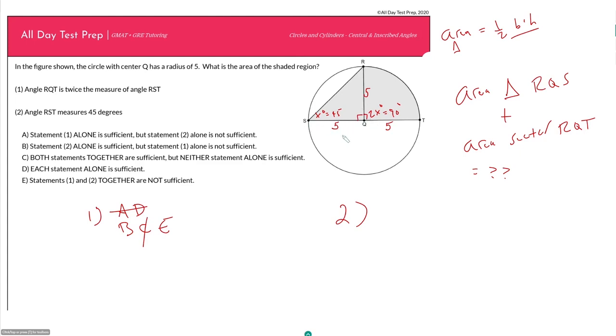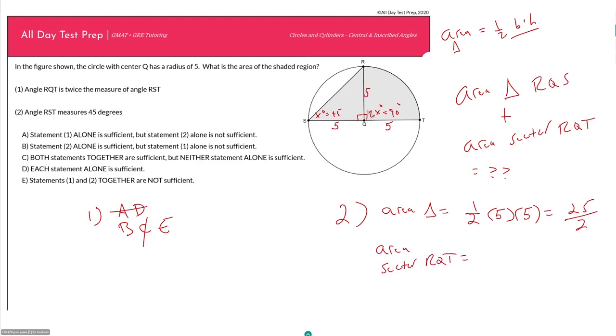Therefore, SQ is a base. RQ is its height. We want the area of our triangle. That is just 1/2 times 5 times 5, 25 over 2. Remember, we could not say that before, because even though we knew SQ was 5 and RQ was 5, we didn't know that SQ was a base and RQ was its height until we knew that we had a 90-degree angle here.